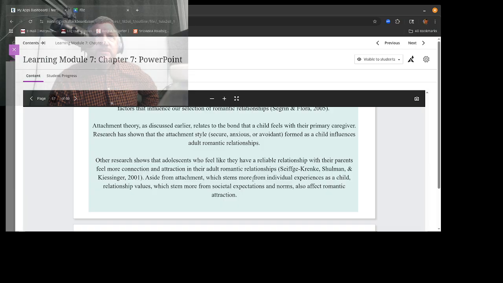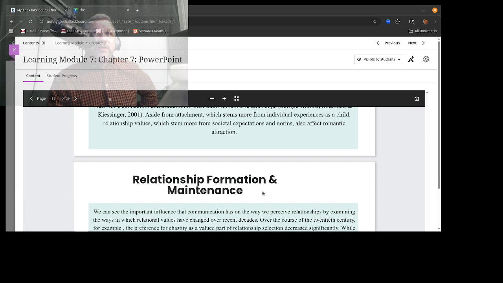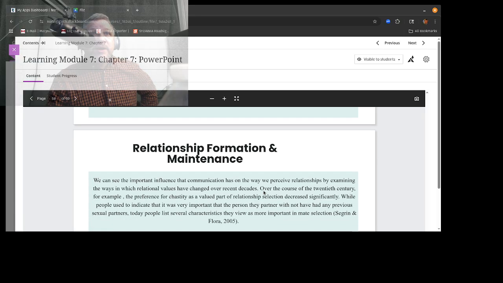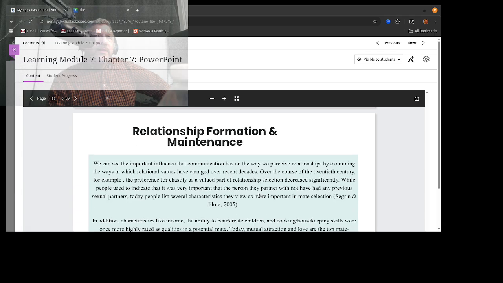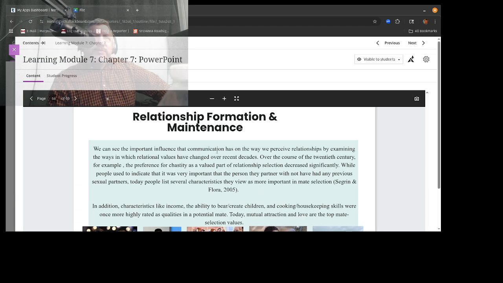Aside from attachment, which stems from individual experiences as a child, our relationship values, which stem more from societal norms and expectations, also affect romantic attraction. So we can see the important influence that communication has on relationships overall, including our romantic ones. Over the course of the 20th century, for example, preference for chastity was a valued part of a relationship.